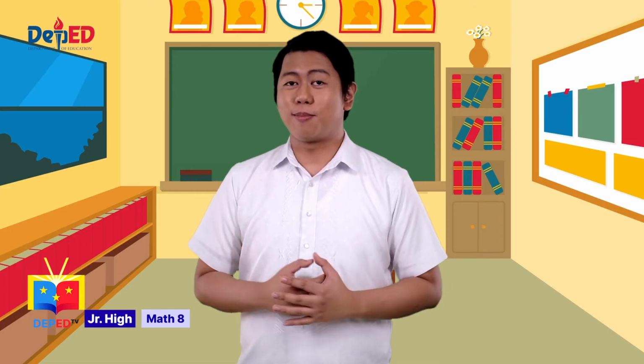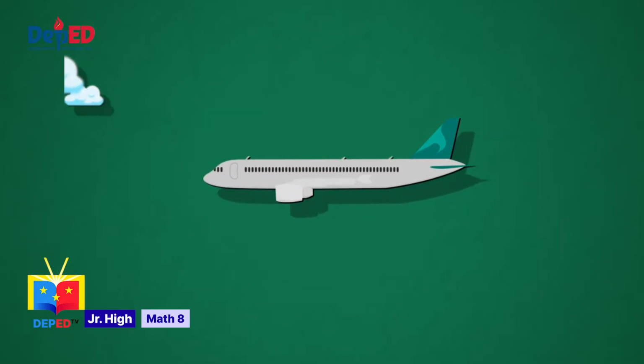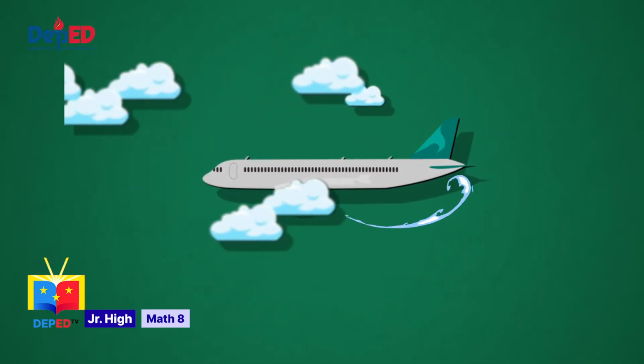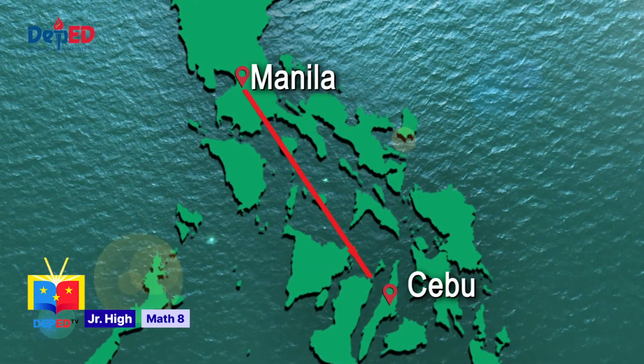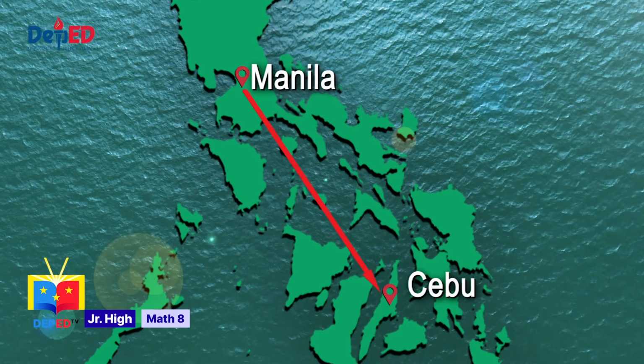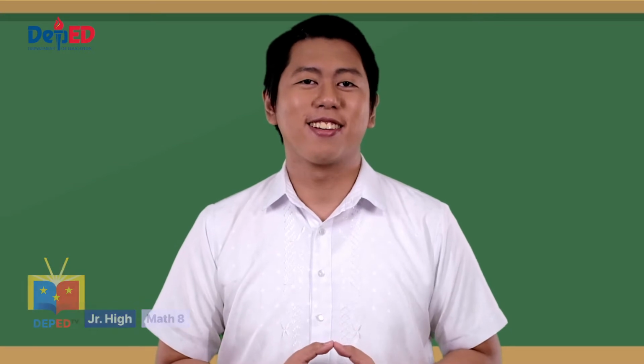Have you ever been in a plane? Do you know how they navigate or travel in the air? They say that the fastest way to move from one point to another is a straight line. That is the basic idea pilots use in flying.